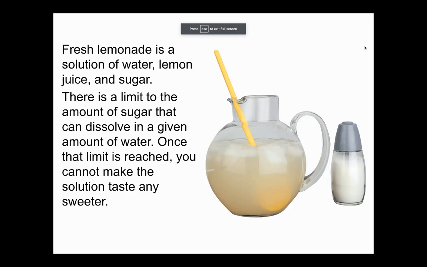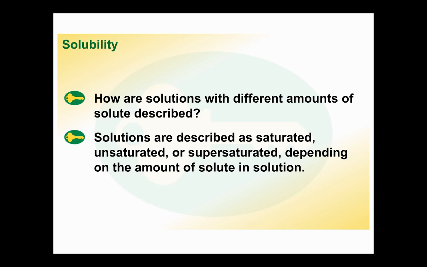All right, so fresh lemonade is a solution of water, lemon juice, and sugar. There is a limit to how much sugar can dissolve in a given amount of water. Once the limit is reached, you cannot make the solution taste any sweeter. So if you ever made Kool-Aid, or in this case lemonade, and sometimes even coffee, you know that if you put too much sugar in it, what happens? It gets sweet, but eventually the sugar just falls to the bottom. Not all of it gets dissolved into the water. So there is a limitation.